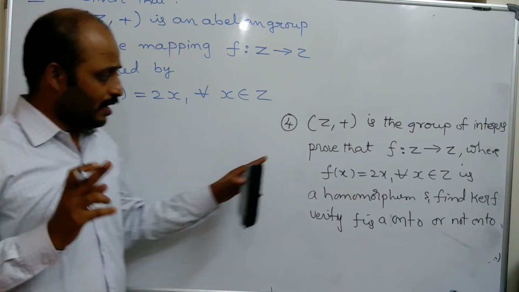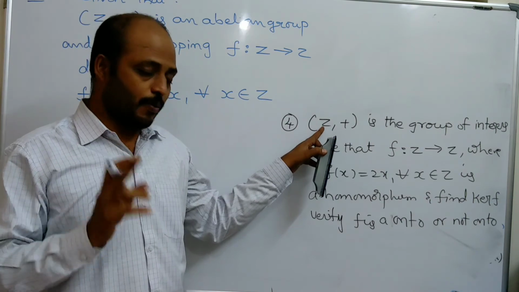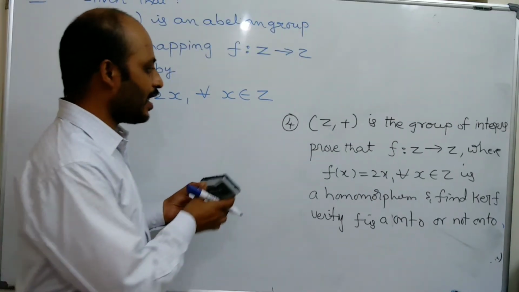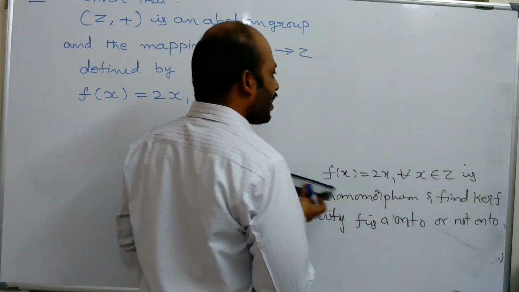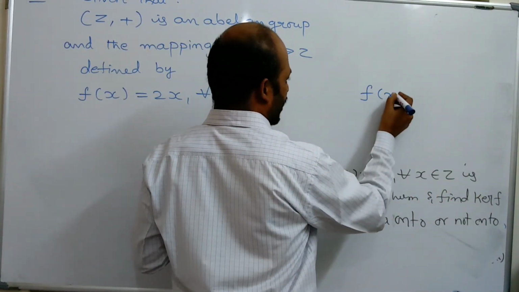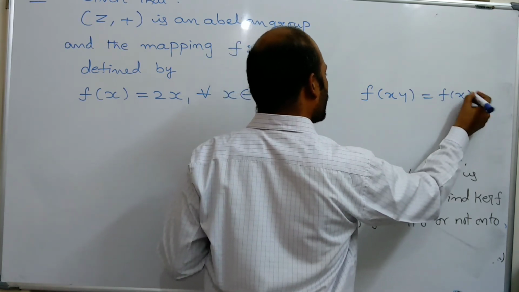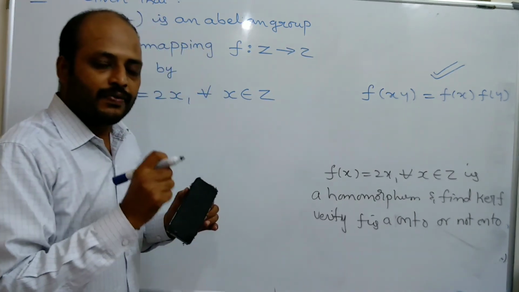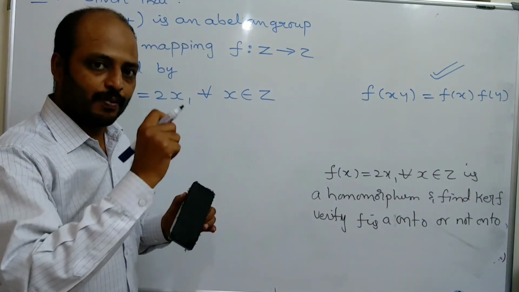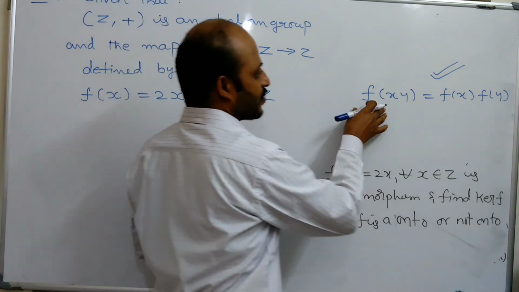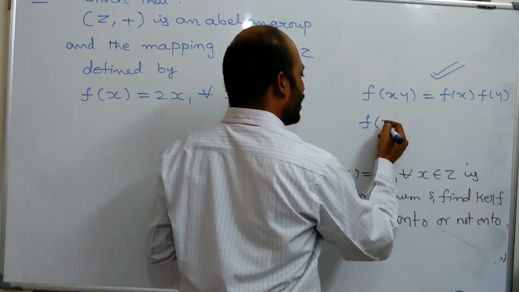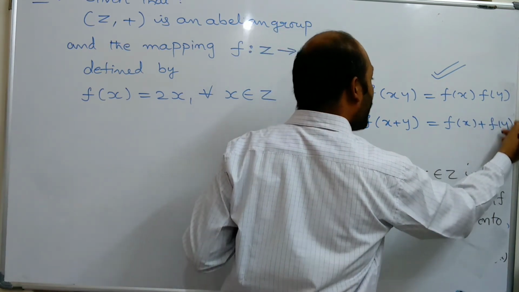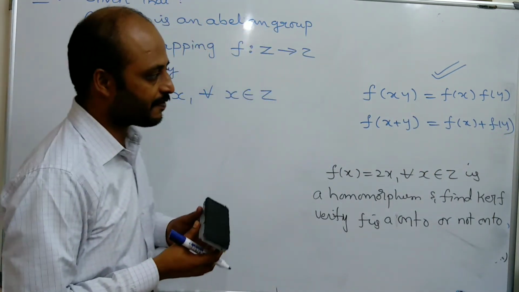You observe that f is a homomorphism. Z is a group under addition. Under multiplication, f of xy is equal to f of x into f of y. This is the definition of the homomorphism condition. If multiplication is the operation, then f of xy is equal to f of x into f of y. If addition is the operation, then f of x plus y is equal to f of x plus f of y. You remember that one. That is the main difference here.